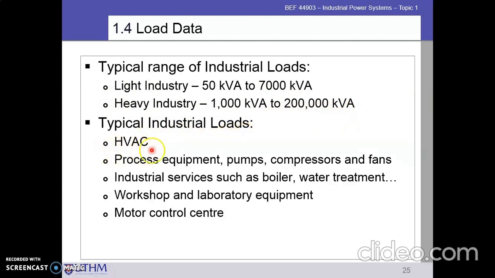Typical industrial loads include HVAC, and then we have process equipment such as pumps, compressors, and fans. And then industrial services such as boiler and water treatment, and then workshop and laboratory equipment, and also motor control centers. Okay, these are the types of industrial load.